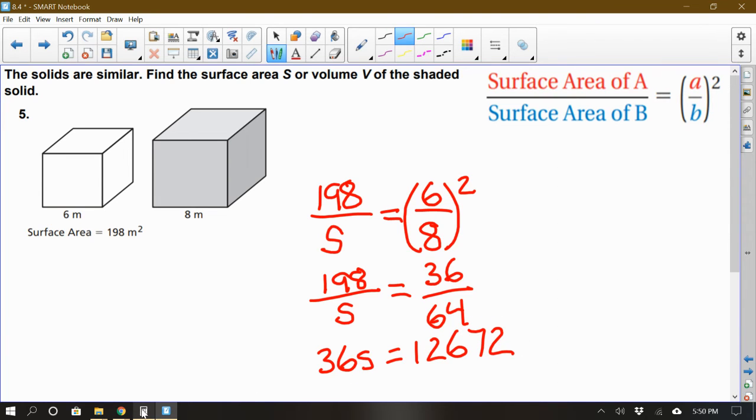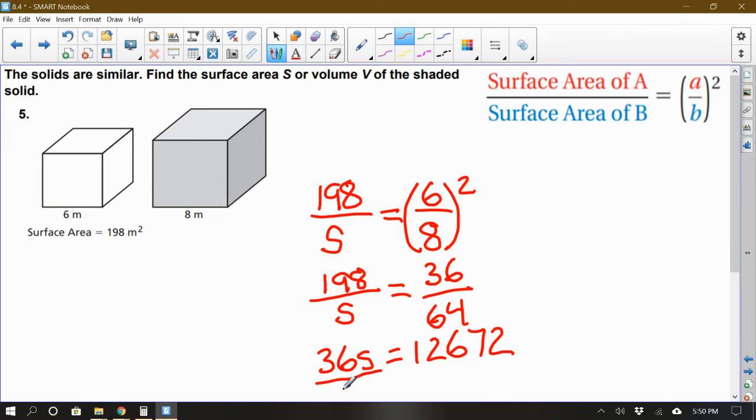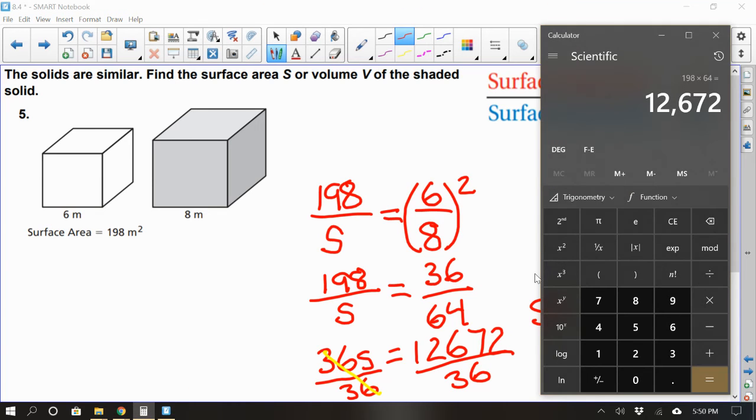Did I write that correctly? Yes, I did. Okay, so now if we divide by 36, that cancels out. And we have S equaling, well, whatever that equals. So we're going to divide our 12,672 by 36. 12,672 divided by 36.